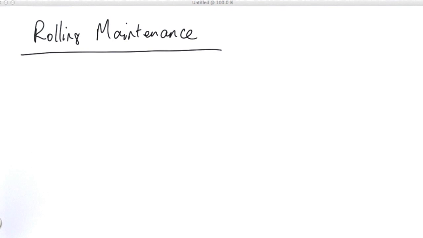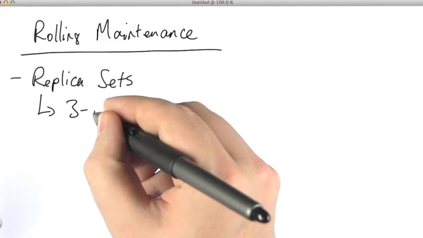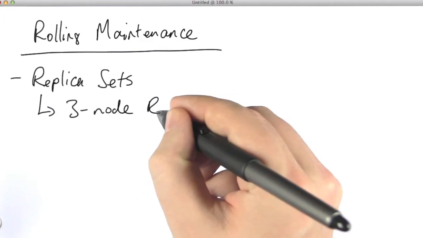First thing that we're going to cover in this week is rolling maintenance, and rolling maintenance as it pertains to replica sets in particular. That's essentially your requirement here. To be able to do the rolling maintenance as we're about to describe it, you need to have a replica set, and in fact, to do it comfortably without introducing extra risk, I would say that you need to have a 3-node replica set as your minimum.